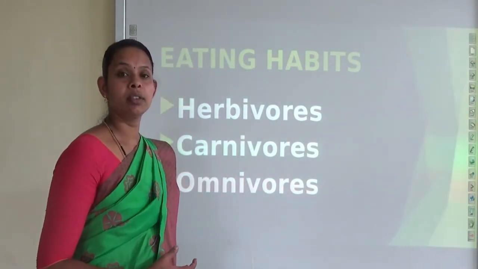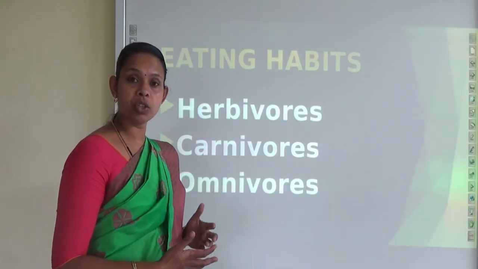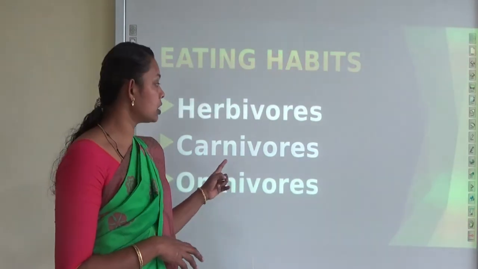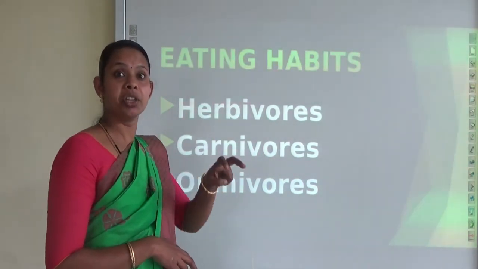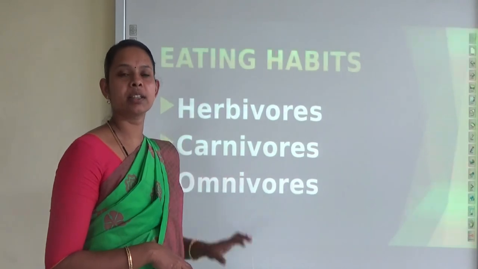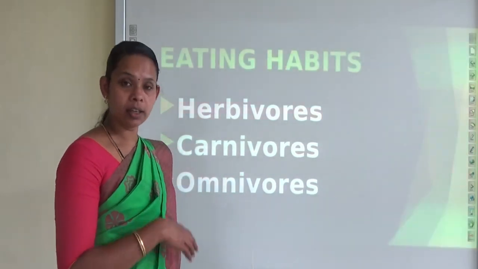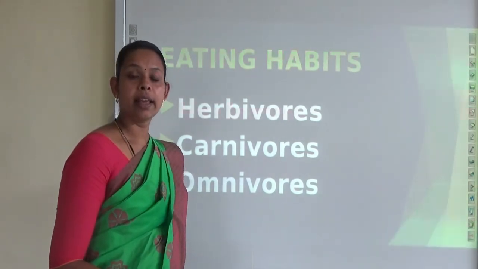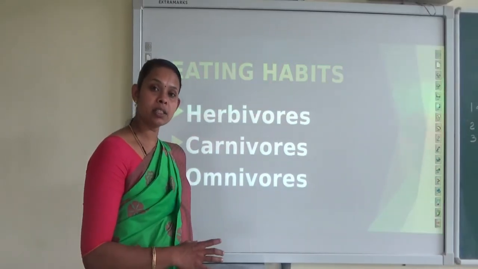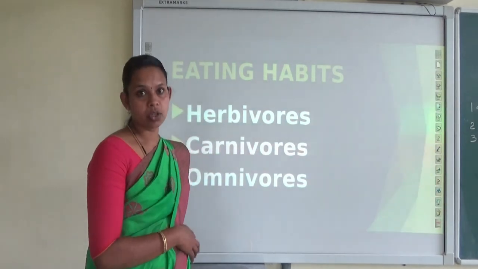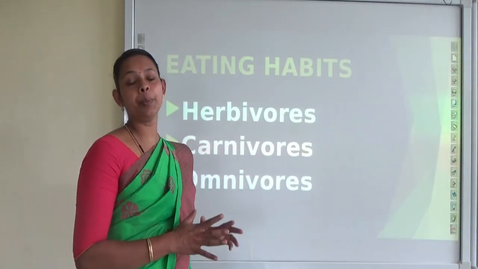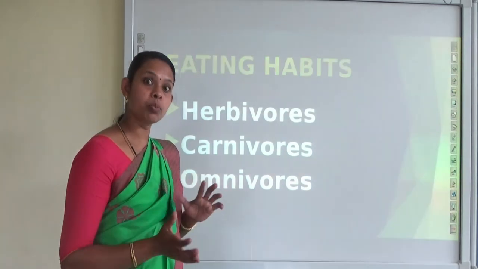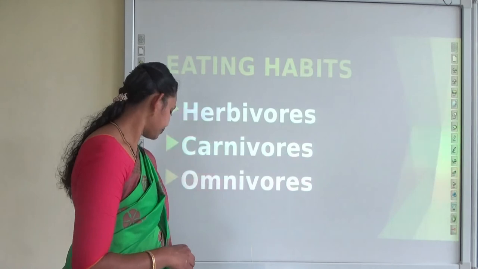And next is about carnivores. What do you mean by carnivores? Flesh eating animals are called carnivores. Carnivores have pointed sharp teeth to tear the flesh of other animals. And in the case of omnivores, they can eat both plants as well as flesh of other animals. So they have a well developed teeth system to eat both types of food.